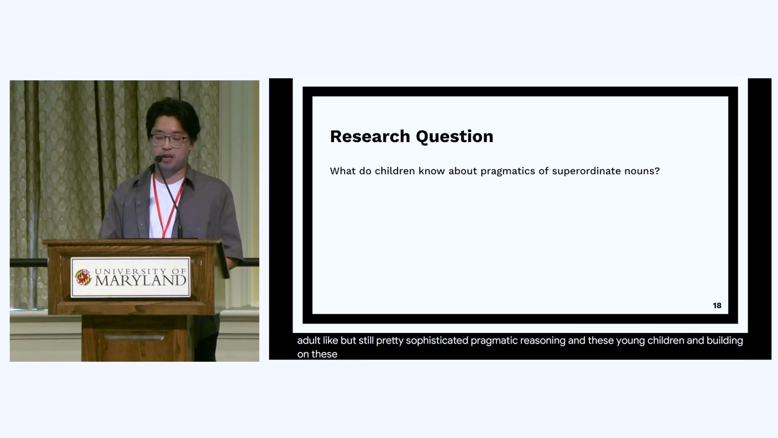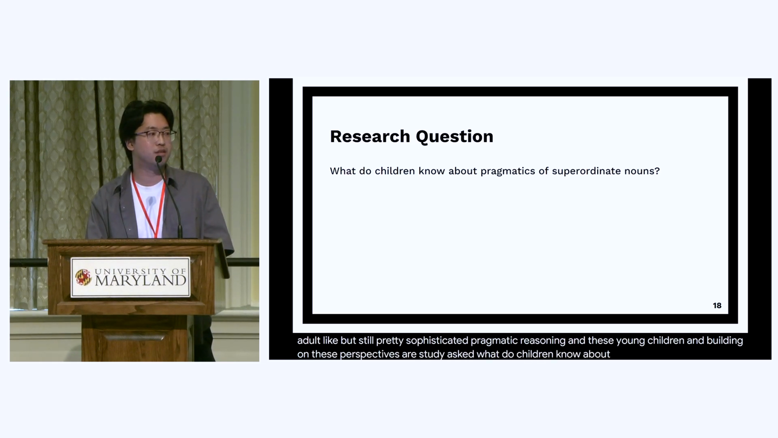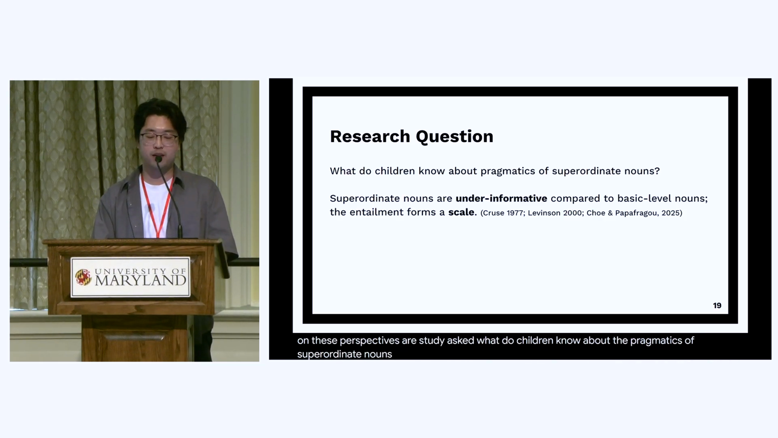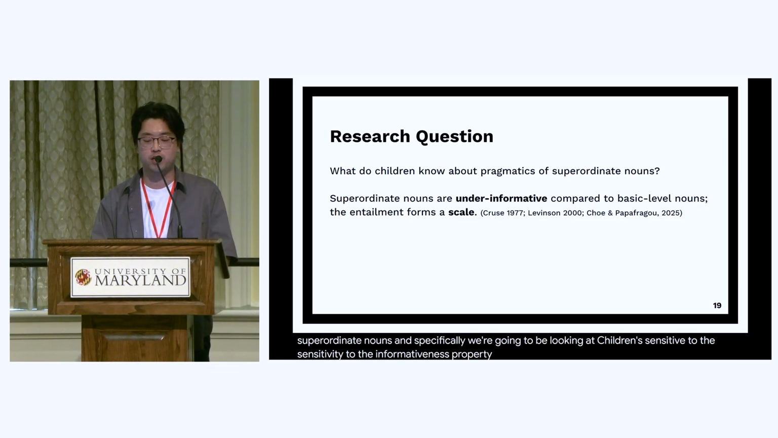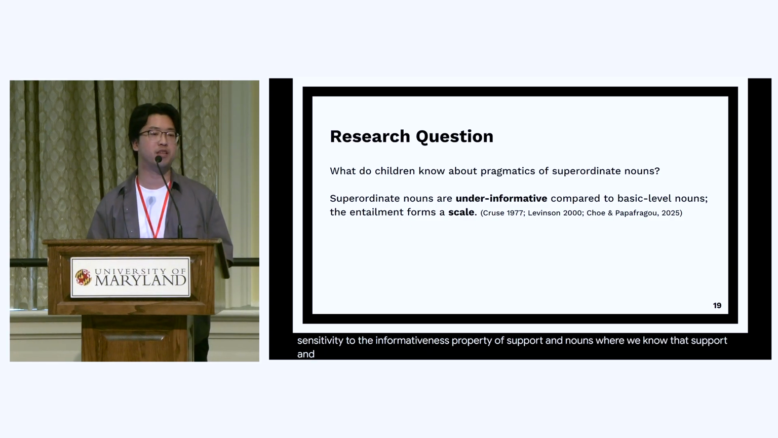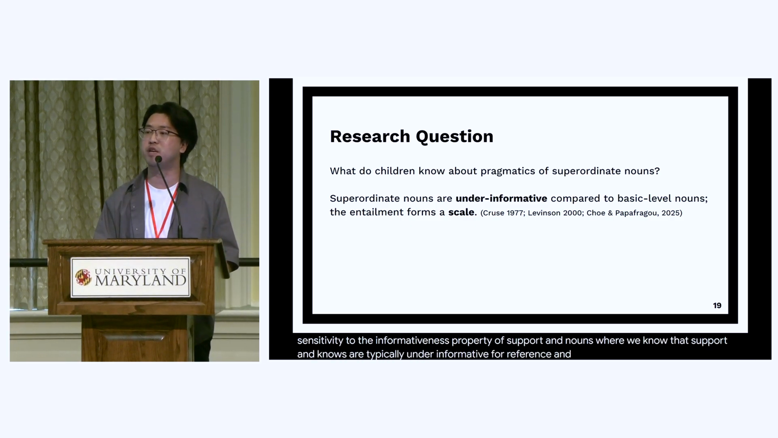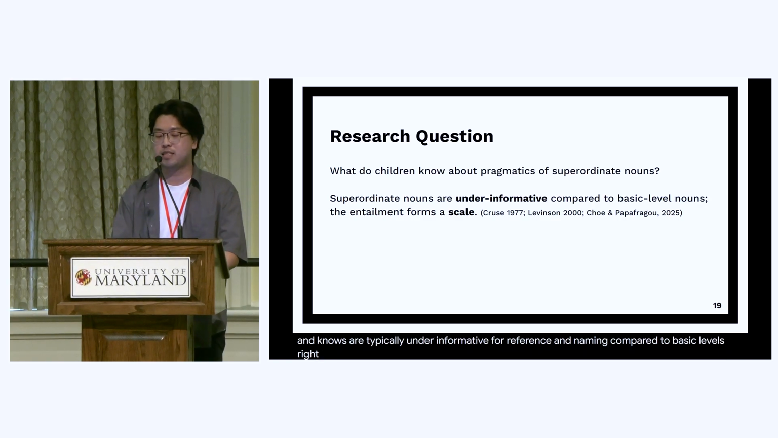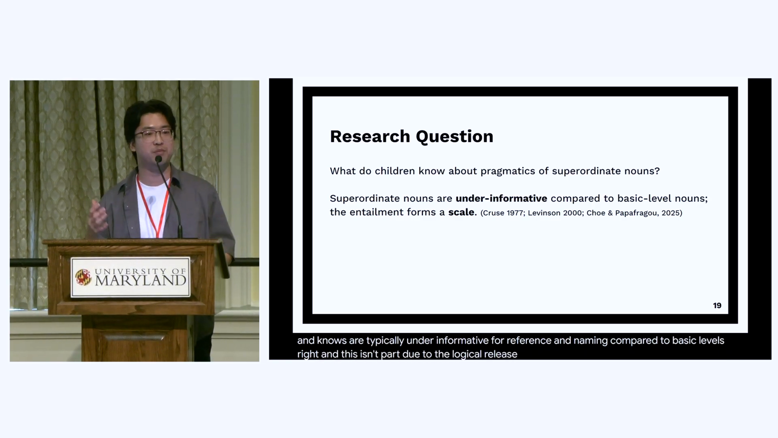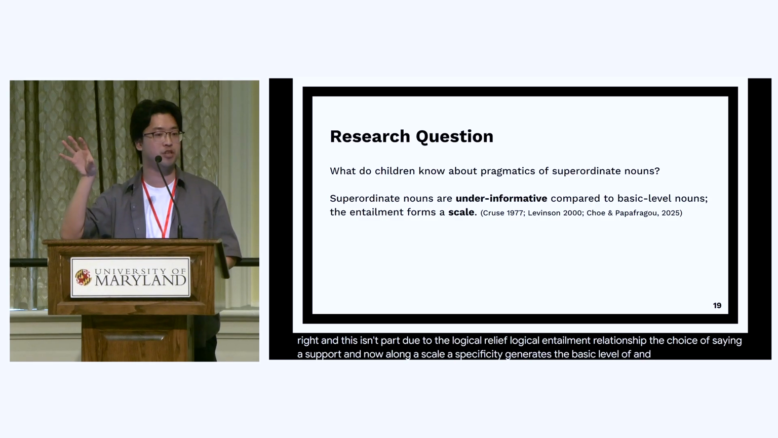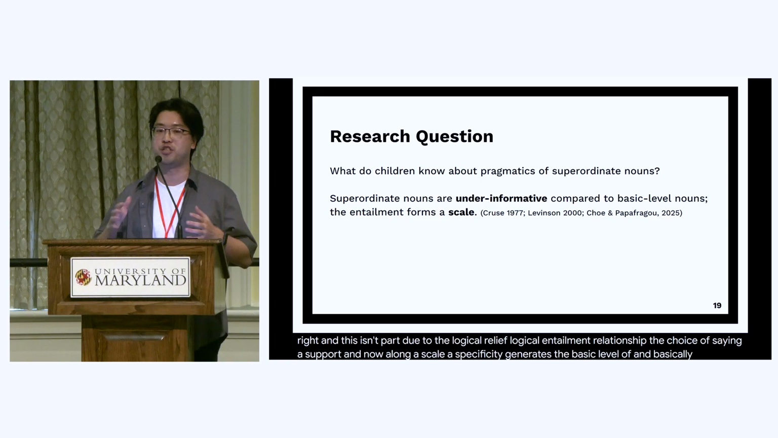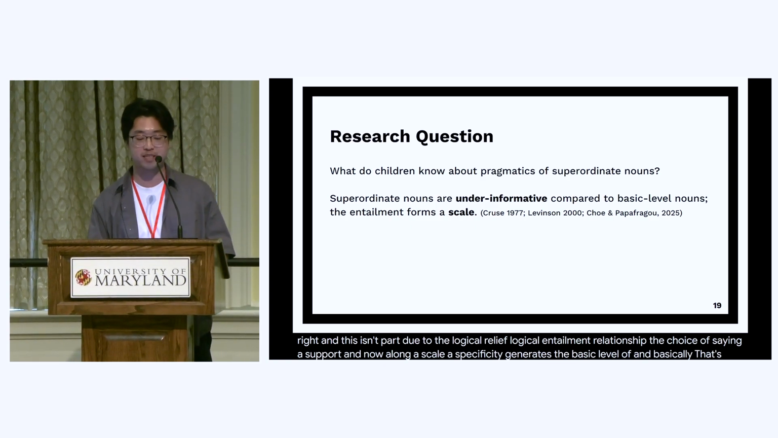And building on these perspectives, our study asks, what do children know about the pragmatics of superordinate nouns? And specifically, we're going to be looking at children's sensitivity to the informativeness property of superordinate nouns, where we know that superordinate nouns are typically under-informative for reference and naming compared to basic level nouns, right? And this is in part due to the logical entailment relationship. The choice of saying a superordinate noun along a scale of specificity generates the basic level alternative, and the basic level alternative, the lexical alternative, is preferred because it meets the informativeness demands of a generic addressee in your speech community. That's why they're the basic level.